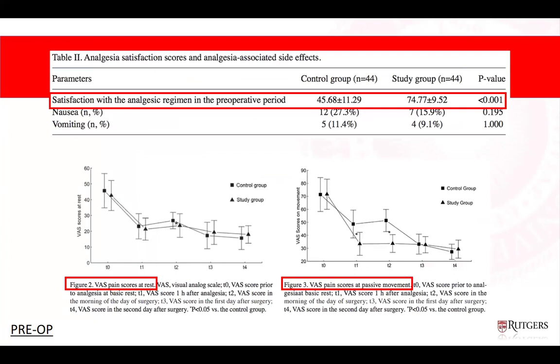The top table here shows that the satisfaction with the pain regimen in the block group was significantly increased compared to the control group. And that is also shown down on the tables below. Figure 2 on the bottom left shows VAS pain scores at rest. They're very similar throughout, other than on the morning day of surgery, which is that time T2 point. And then the bottom right shows the VAS pain scores at passive movement. That's 1 hour after analgesia, and T1 and T2 is the VAS scores on the morning of the surgery.